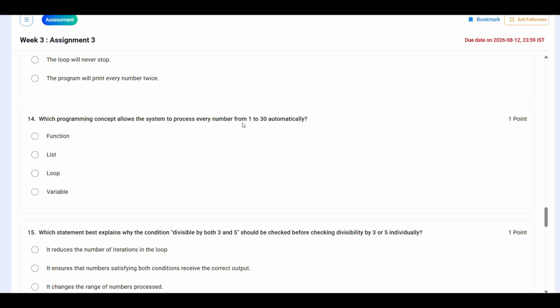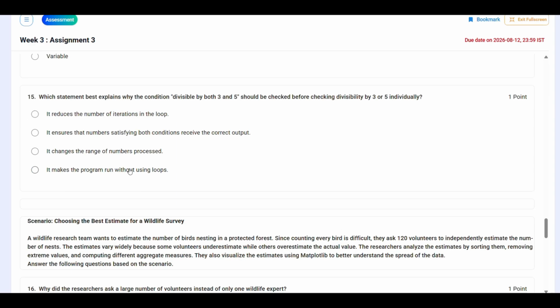Which programming concept allows the system to process every number from 1 to 30 automatically? It means option C is correct: loop. Which statement best explains why the condition divisible by both 3 and 5 should be checked before checking divisibility by 3 or 5 individually? The answer is, it ensures that the number satisfying both conditions receives the correct output.